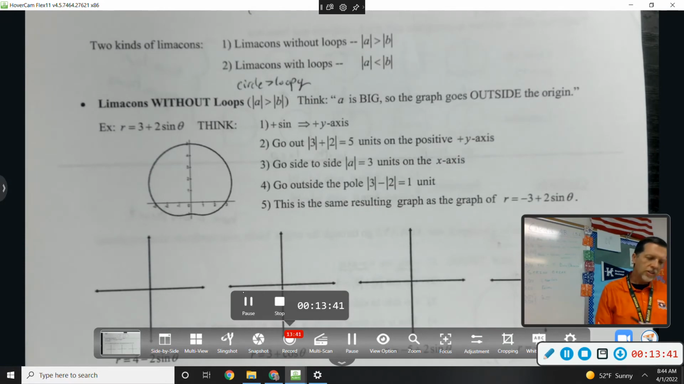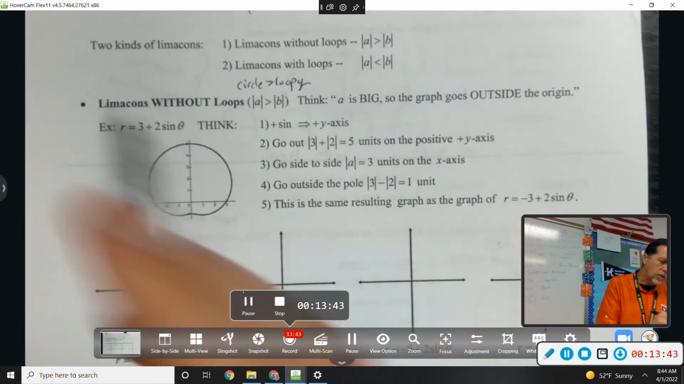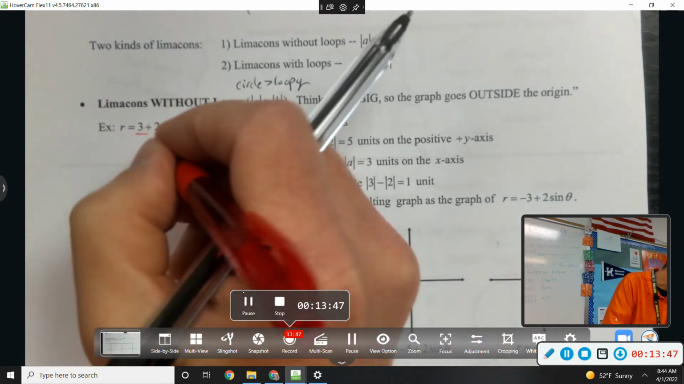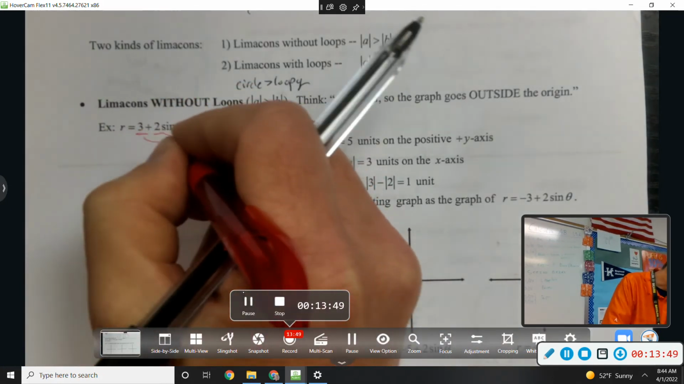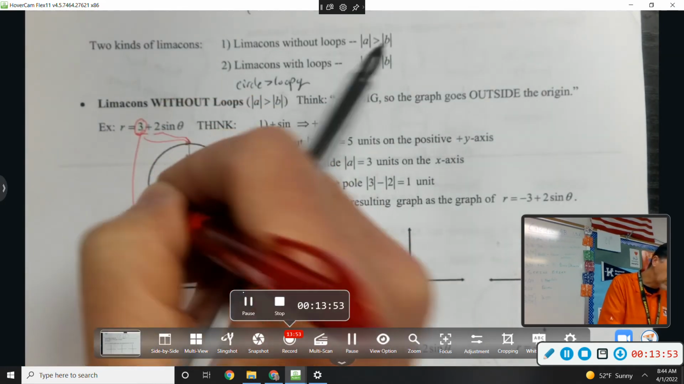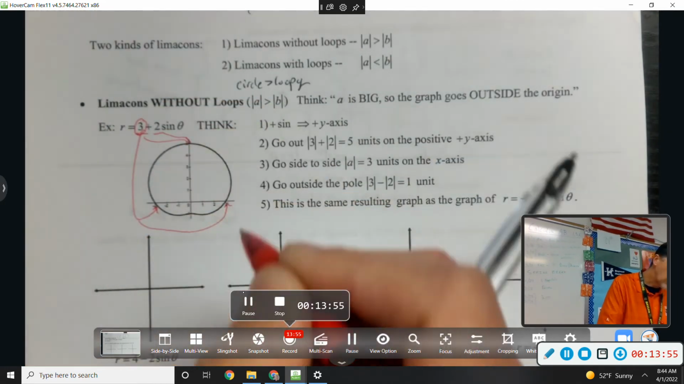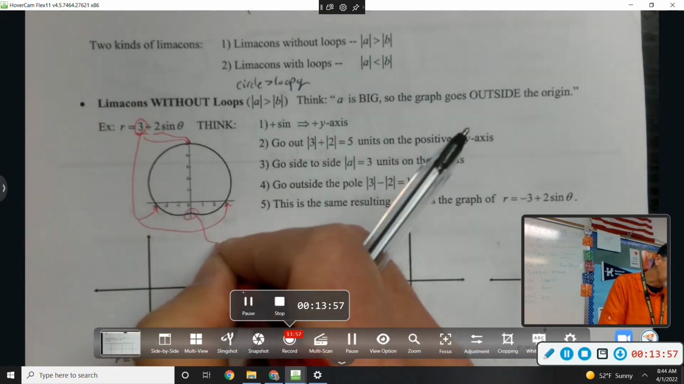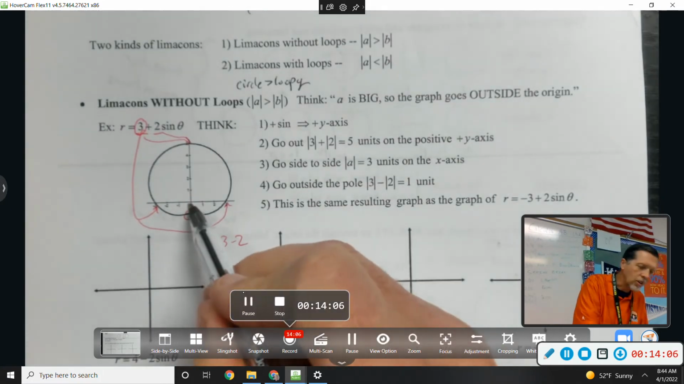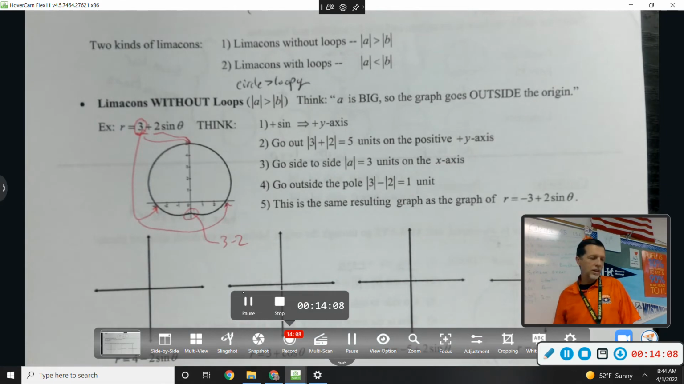Some of the cardioid stuff still applies. So you add the two numbers to get to the outermost point. So 3 plus 2 is 5. That first number gives you the sideways points. And then you subtract the numbers to get the dimple, I think it's called. Right? Because it doesn't get sucked all the way into the pole. That would make it a cardioid.